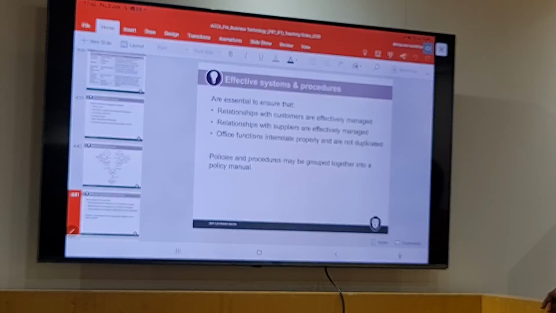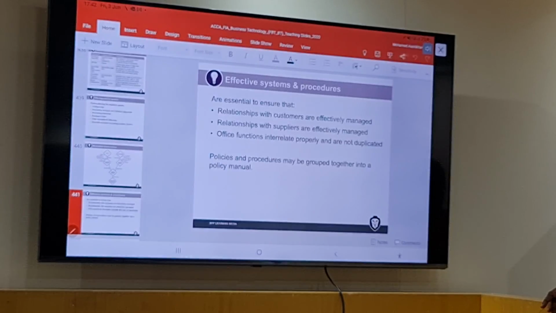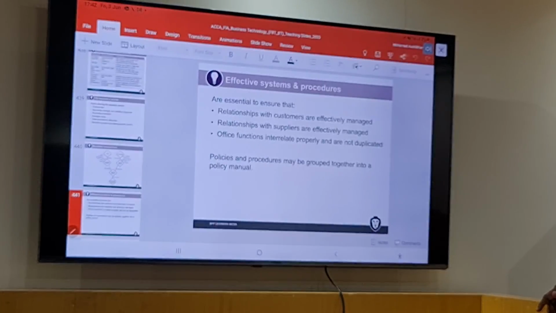Policies and procedures may be grouped together.